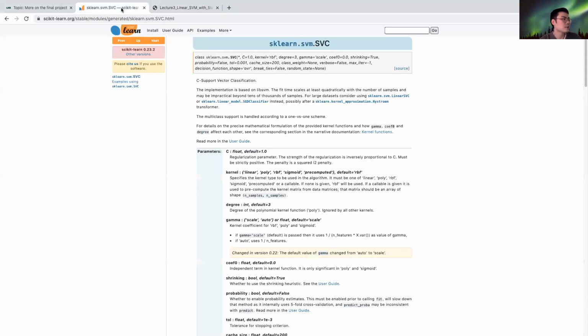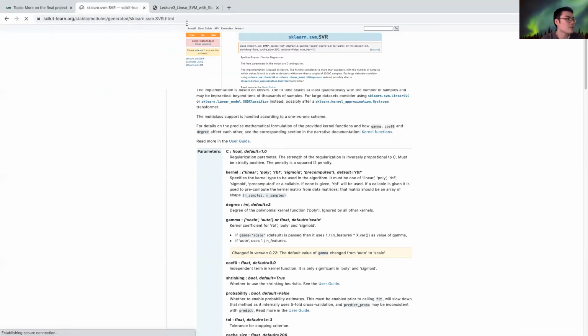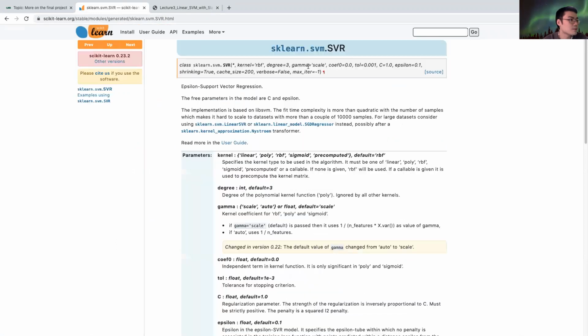Basically, besides SVC, where C means classification, if you have R, you have the regression. Again, those concepts are still here. You have the C, and you have the RBF kernel and other things. The only difference is they have an epsilon. We will talk about it later.